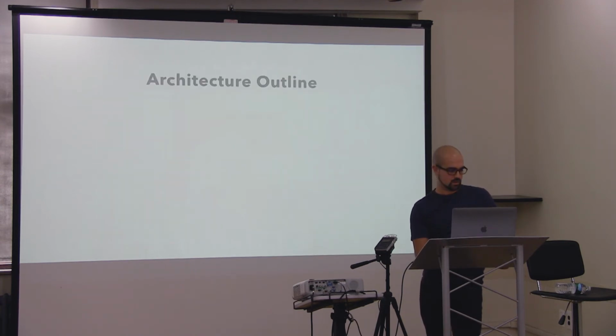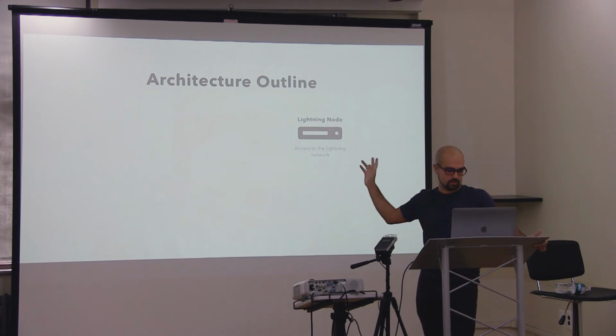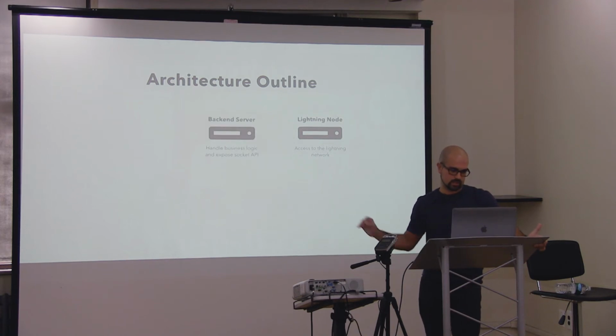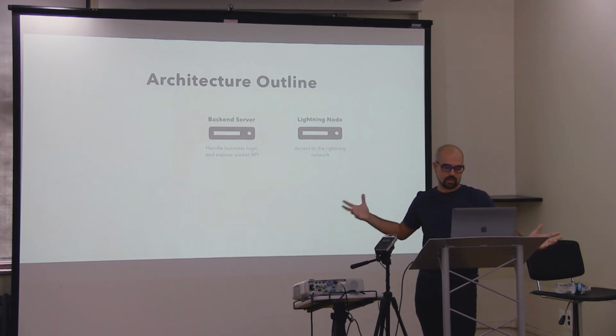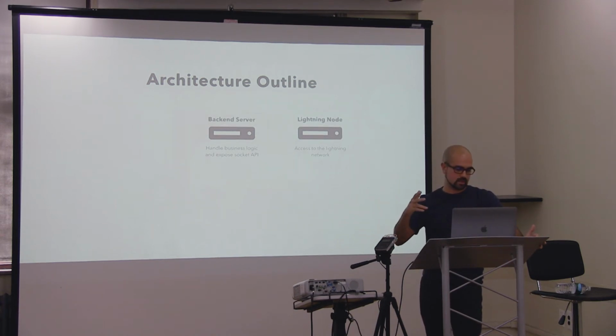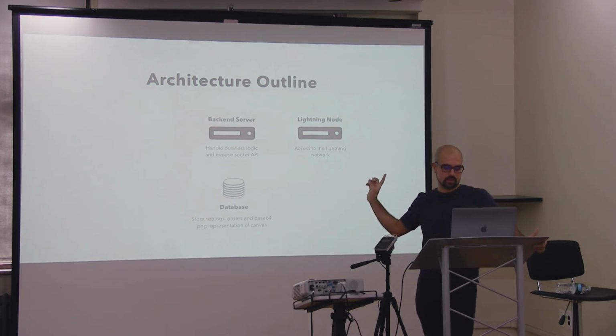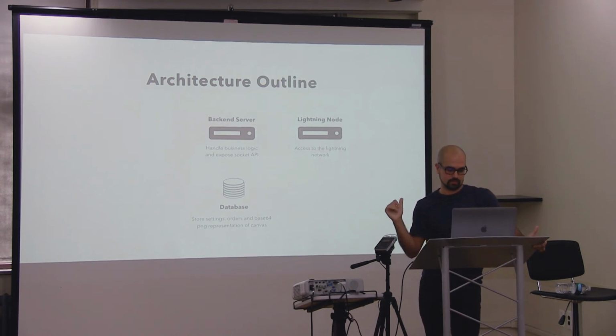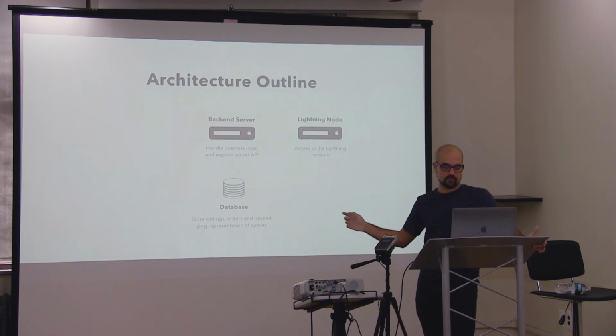All right, so let's jump into the outline of the architecture for satoshis.place. So obviously at the start we have a Lightning node, and this gives us access to the Lightning Network. Then there's a backend server which acts as the brain of the application. It processes new orders, requests new invoices, reads and writes to the database, as well as exposing a WebSocket API. Then there's the database where we store those orders, application settings, and in my case, a base 64 encoded representation of the canvas.